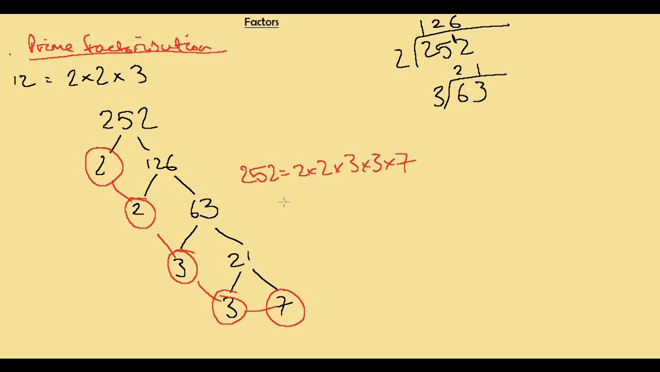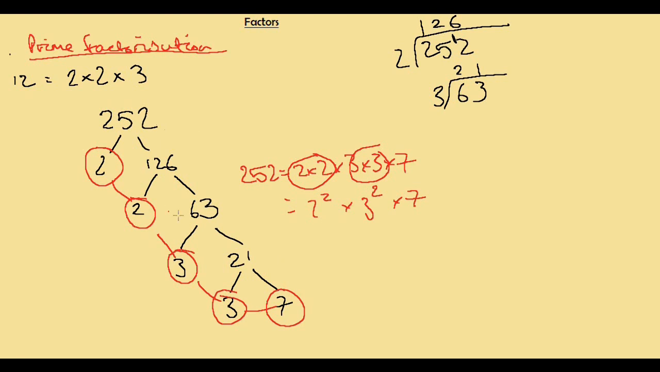And that is how we do it. In fact, we can make this a bit easier as well. This 2 times 2 is like 2 squared, and then we times it by a 3 times 3, which is like 3 squared, and then we times it by a 7. That's just to kind of neaten it up a bit. And we could do this with any number really.